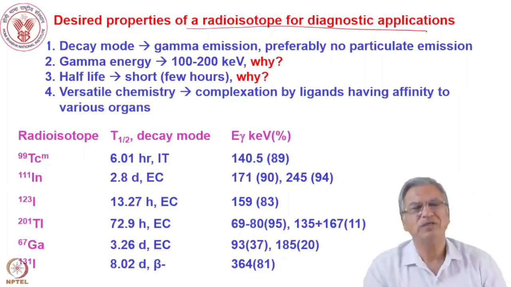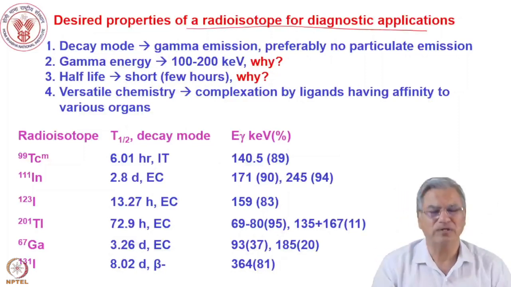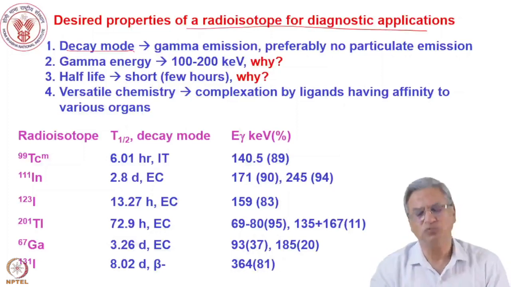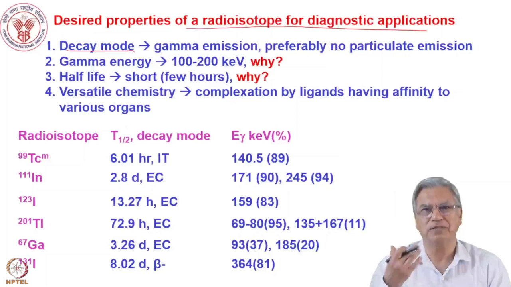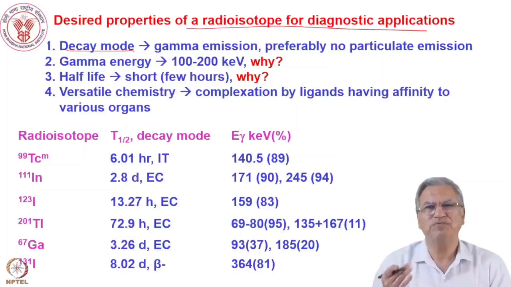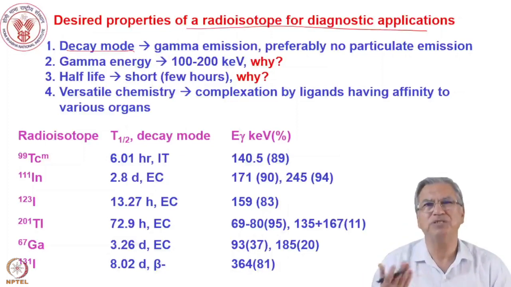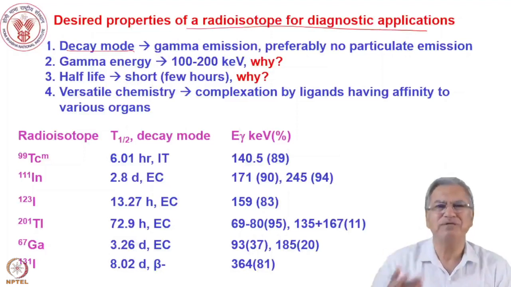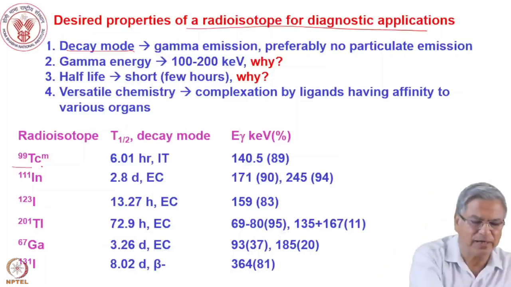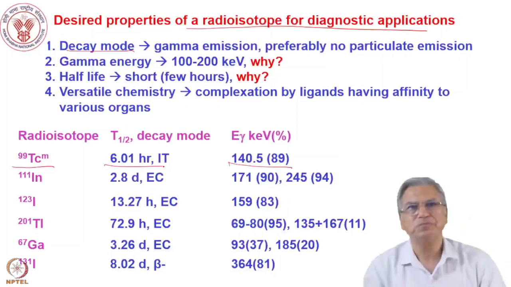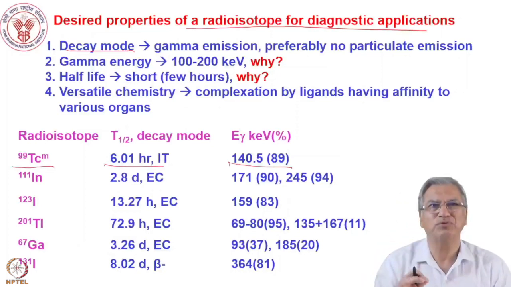Okay, so let us see for diagnostic applications what kinds of radioisotopes we can choose. One of the criteria is the decay mode. What we are doing is taking the image of the organ in which the radioisotope is distributed, so it should preferably emit only gamma rays. It should not emit a particulate, because that particulate will unnecessarily damage the tissue. There are not many radioisotopes that do not emit particulates, because the gamma is emitted only after beta or alpha decay. But there are internal transitions. The isomeric state is there, like technetium-99m, which decays by only internal transition. 140 keV is the gamma ray, and it has a half-life of 6 hours. That is ideal for a diagnostic radiopharmaceutical.